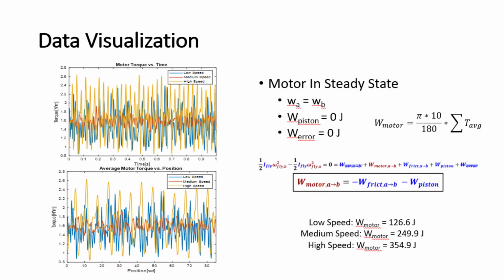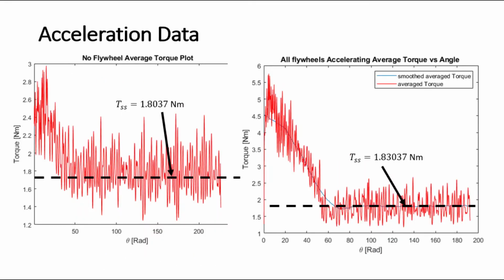We use numerical integration to calculate the work of the motor over 10 degrees, and we also use our energy balance to find the final value of the work done by the motor. For the low speed, it was 126.6 joules, for the medium speed, it was 249.9 joules, and for the high speed, it was 354.9 joules.